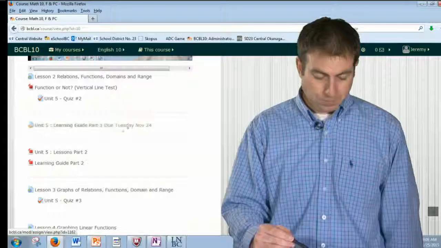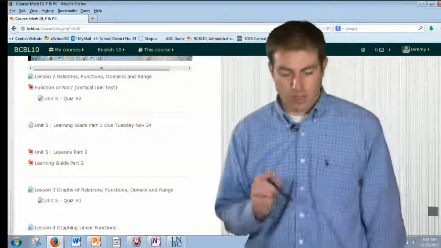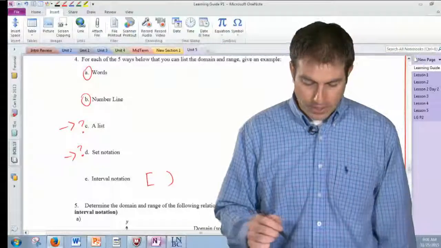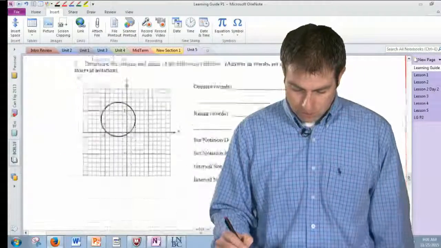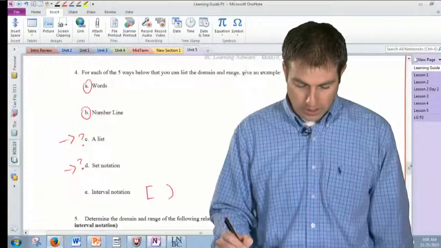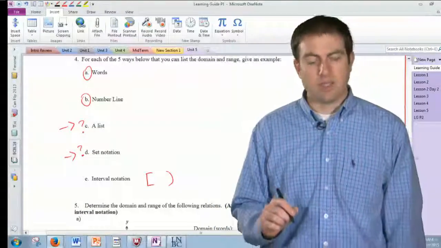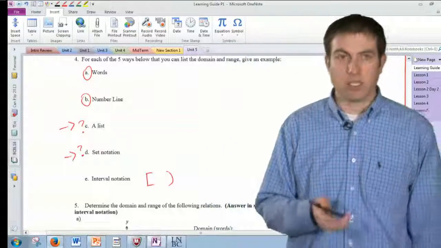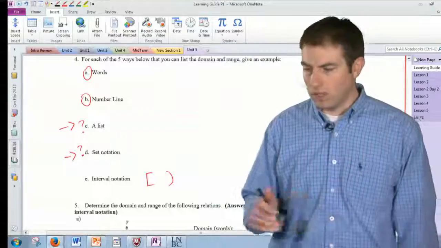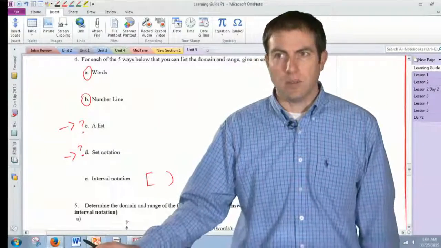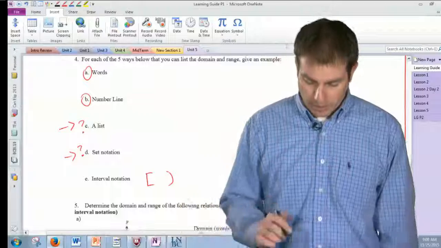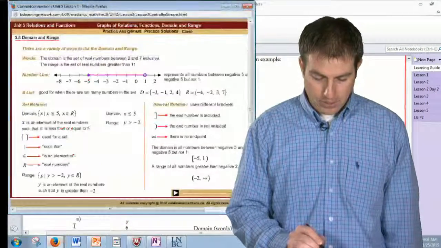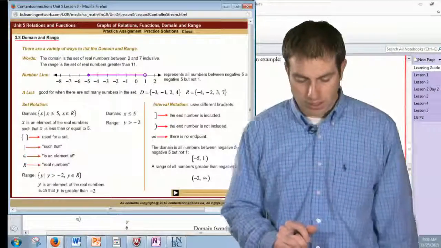A few of you had questions that we left off with. I think it was Abby asking about the Learning Guide, on page 4, number 4, and it said, define domain and range in terms of words, number line, a list, set notation, and interval notation. I wanted to clarify that I went over all of these, maybe except number line, and I looked into the lesson in the course, and this is what it ended up looking like.